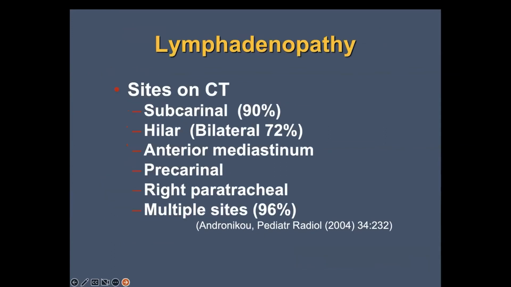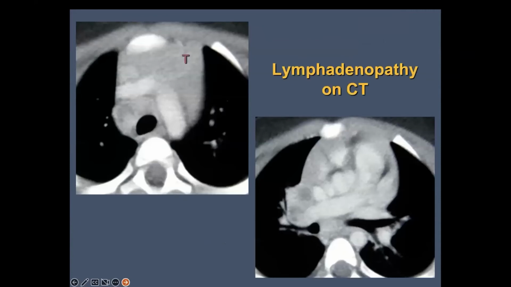The sites where you will see lymphadenopathy are almost everywhere, but a large percentage of patients will have subcarinal or hilar or paratracheal, particularly right paratracheal lymphadenopathy. And the majority of patients will have lymph nodes in multiple sites. So looking with CT, you're much more likely to be able to see all of these sites.